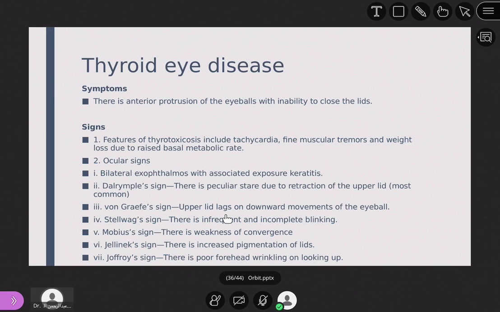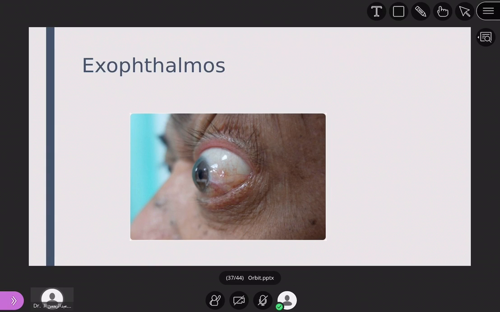Stellwag's sign: there is infrequent and incomplete blinking. Mobius: there is weakness of convergence. Mobius signs, okay. Then we have the Jellinek and Geoffroy's sign, which are increased pigmentation and poor forehead wrinkling on looking up.